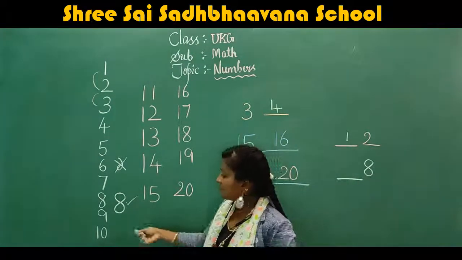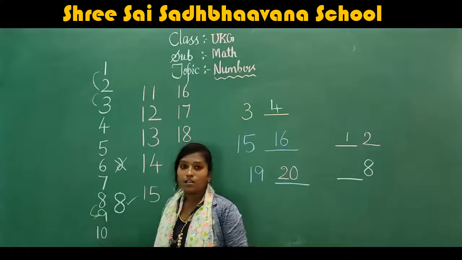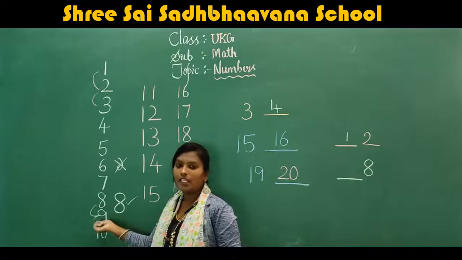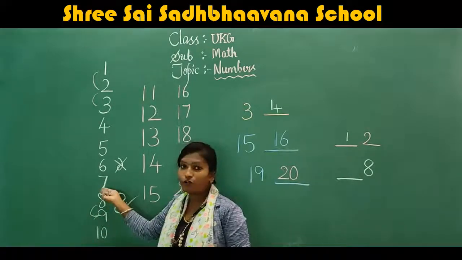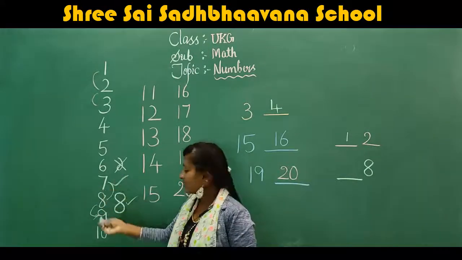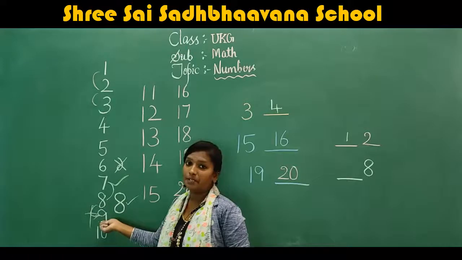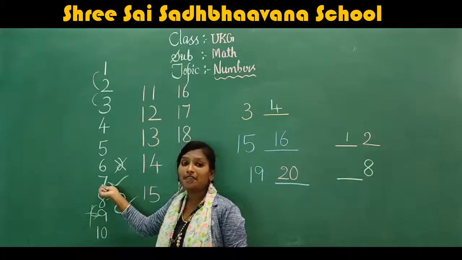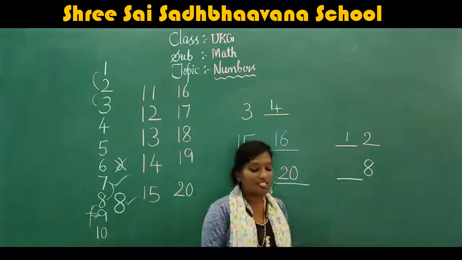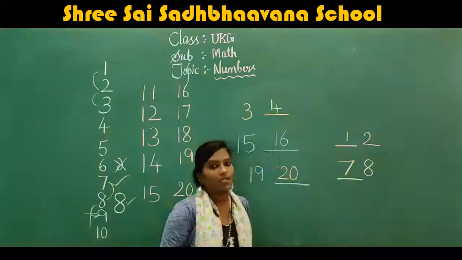Okay, 8. Before number 8, which number will come? Before 8 comes number 9. Is this correct, children? No, this is after number. See here, children. 9 comes after number 8. Then before 8, which number will come? Yes, before 8 is number 7. 9 will not come. Which number do I have to write here? Yes, number 7. Okay, next.